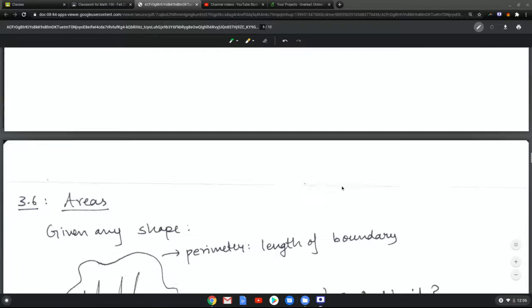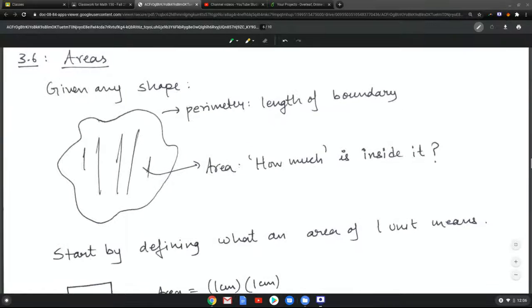Okay, so we looked at perimeter, which is just the length of the boundary. The next property is called area. Now, given any shape, we have already seen that right there is the boundary and the perimeter is the length of that boundary. But the next question to ask is, if I have this boundary, it encloses a certain region. Now, in this particular region, I can ask the question, how much is inside it?